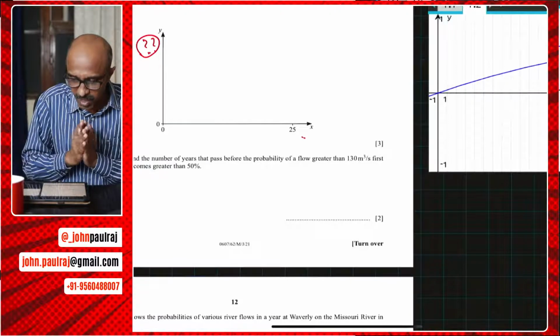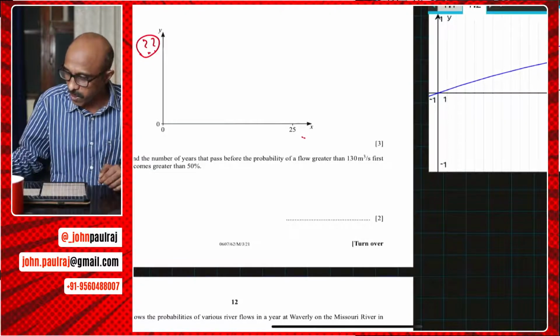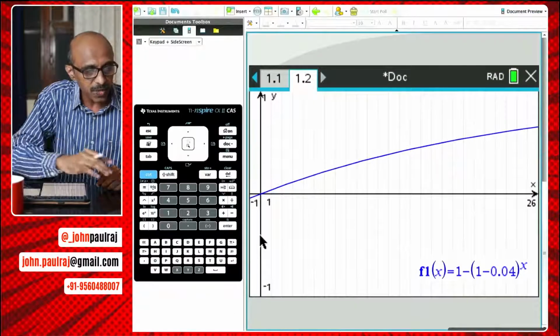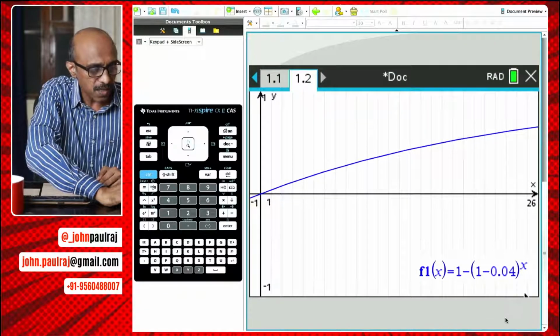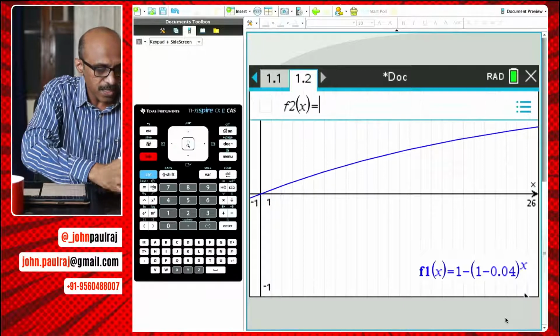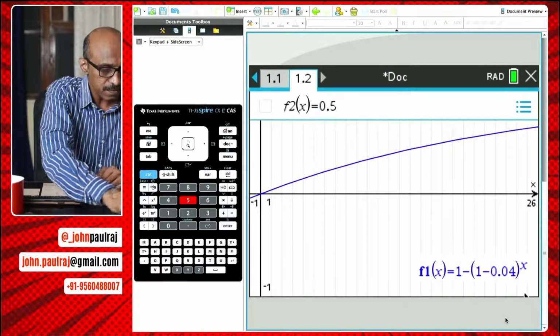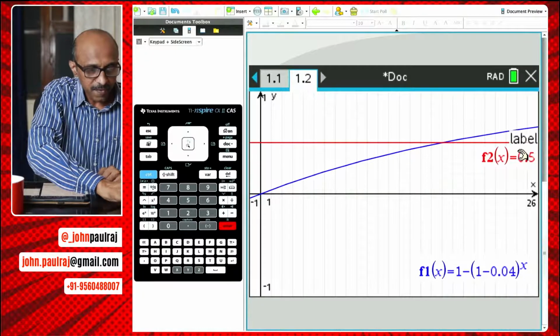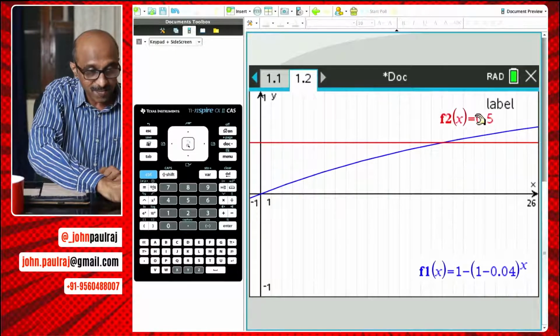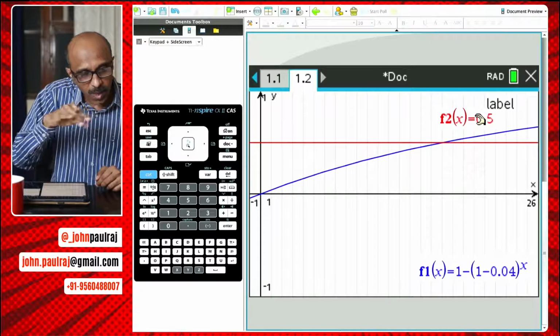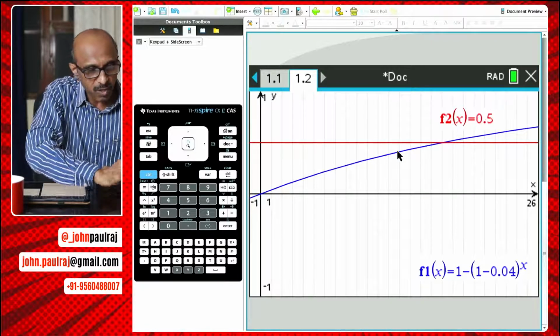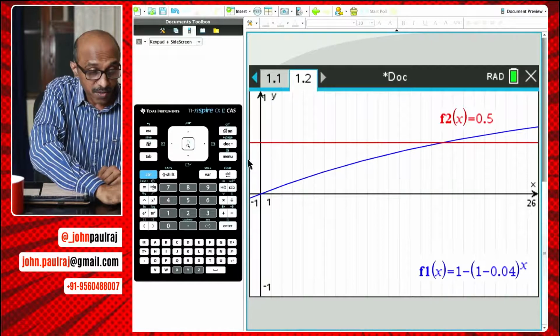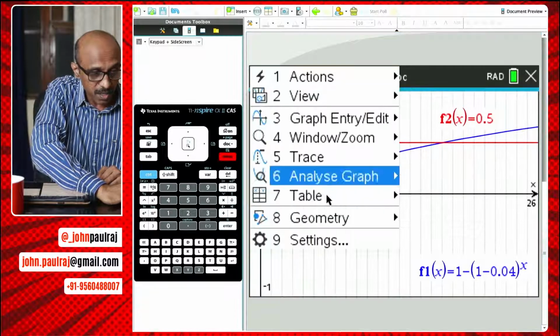Now there are different ways to do this. One is you can just draw y is equal to 0.5. If I go back to my calculator and hit tab and say 0.5, 50%, right? And there you go. I can find the point of intersection. The x value is the years, right? So this is one way to do it: draw 0.5 and then find the point of intersection.